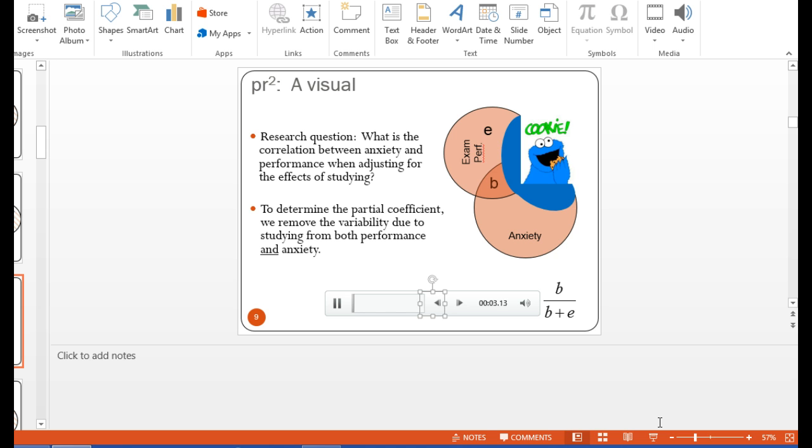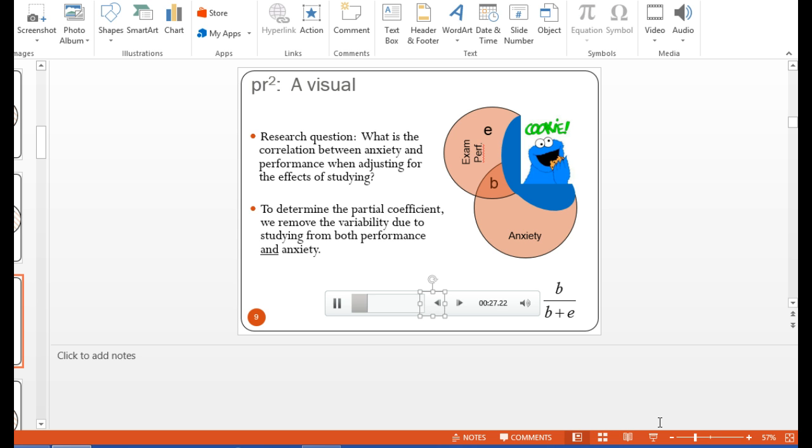With partial correlation, we are again attempting to understand a relationship between two variables while accounting for or adjusting for the effects of a third variable. So in this case, our third variable is studying, and the visual here I think is helpful, where Cookie Monster has come and he has eaten away the studying variable completely. So it is gone from our model.